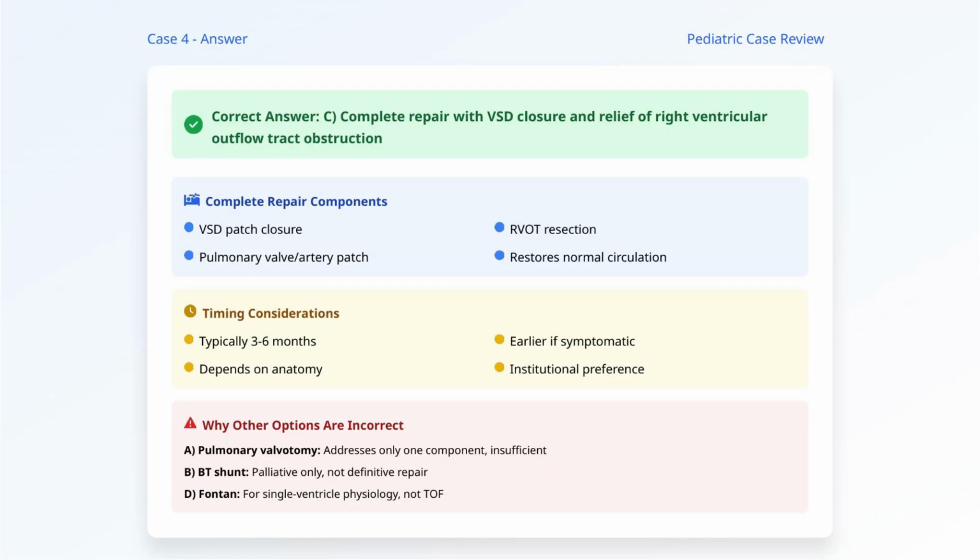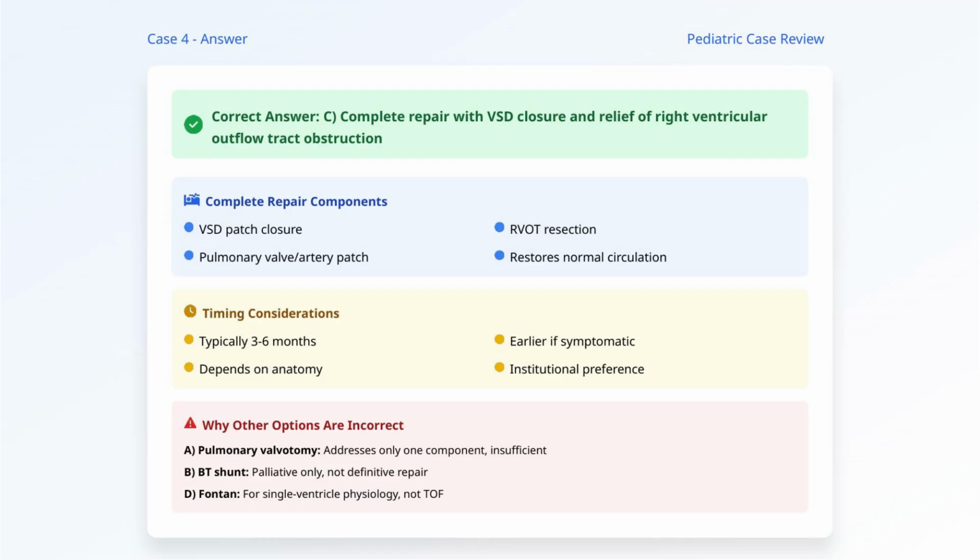The definitive surgical treatment for Tetralogy of Fallot is complete repair with VSD closure and relief of right ventricular outflow tract obstruction. This addresses all anatomical defects and restores normal circulation. The repair typically includes patch closure of the VSD, resection of infundibular muscle bundles causing obstruction, and often a patch across the pulmonary valve annulus and proximal pulmonary artery. The timing of complete repair depends on institutional preference, anatomical factors, and symptoms, but is typically performed between 3 and 6 months of age or earlier if the infant is symptomatic.